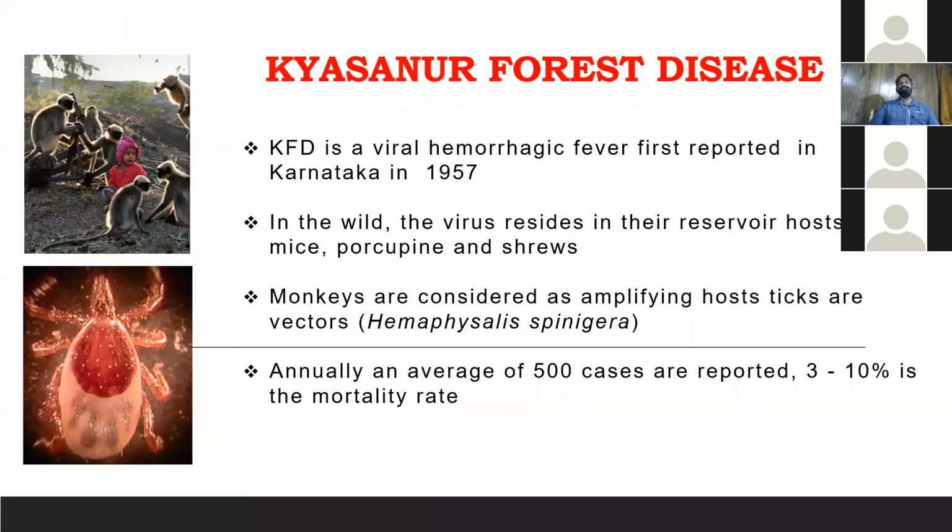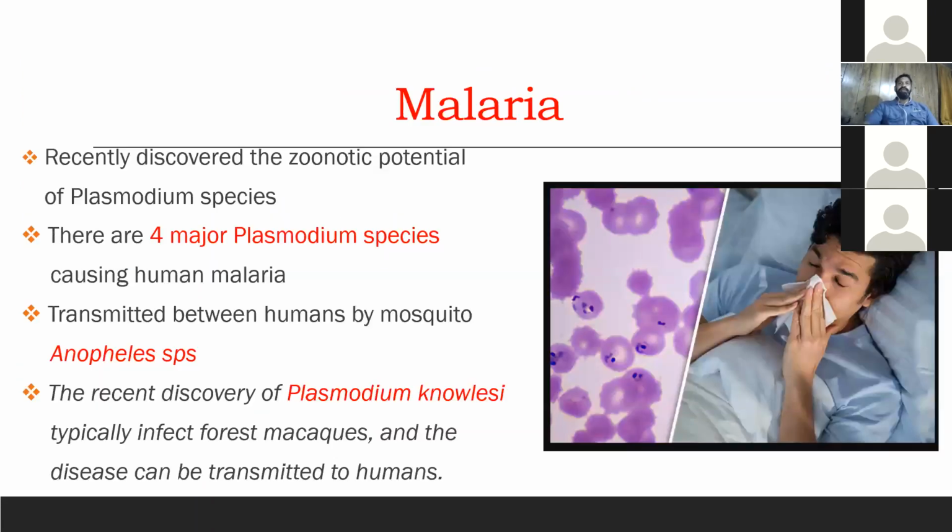Kyasanur Forest disease, KFD, is a viral hemorrhagic fever first reported in Karnataka in the year 1957. In the wild, the virus resides in reservoir hosts like mice, porcupines, and shrews. Monkeys are considered amplifying hosts. Ticks are the vectors, Haemaphysalis spinigera. Annually, an average of 500 cases are reported. The mortality rate with respect to KFD is 3 to 5%.